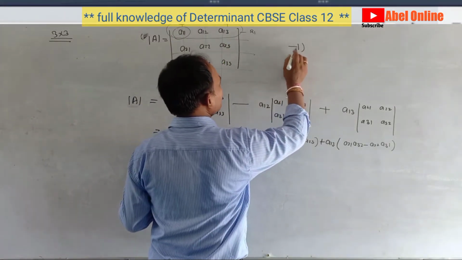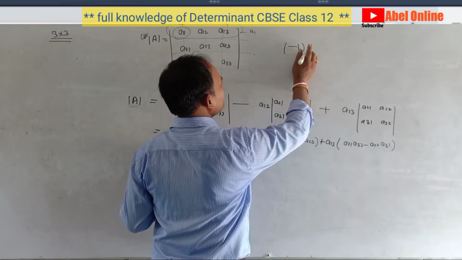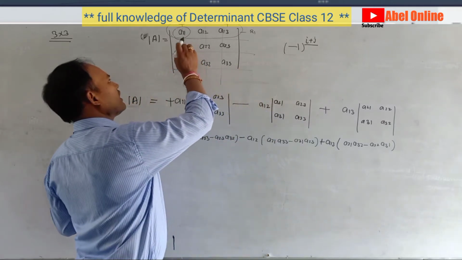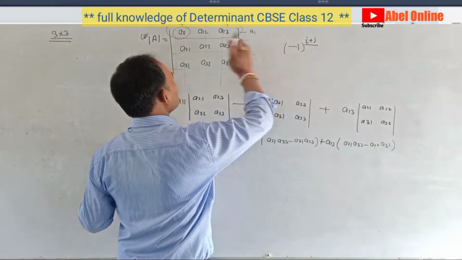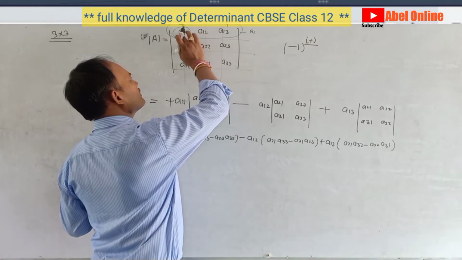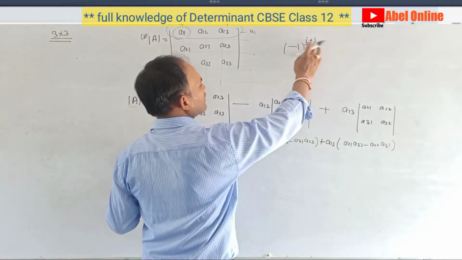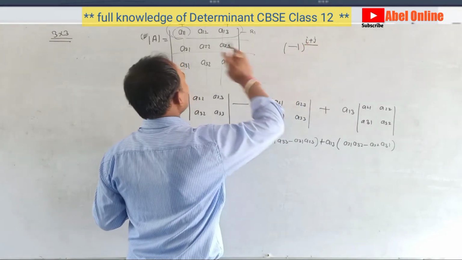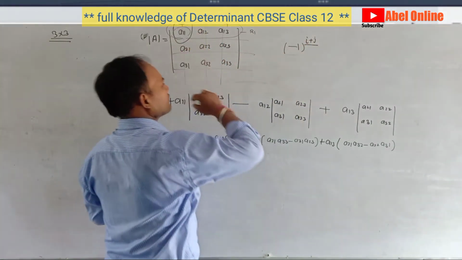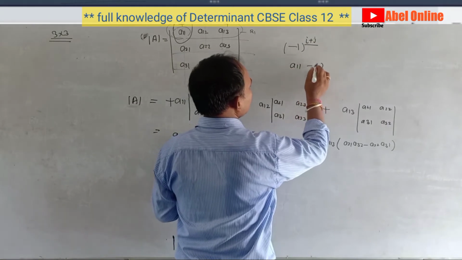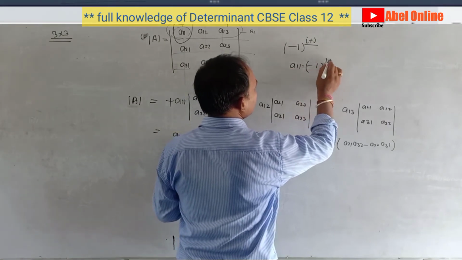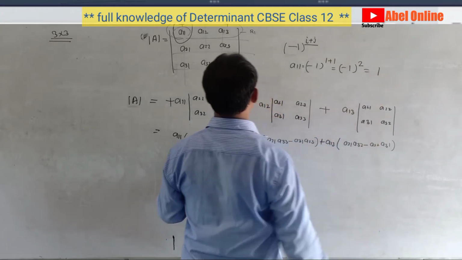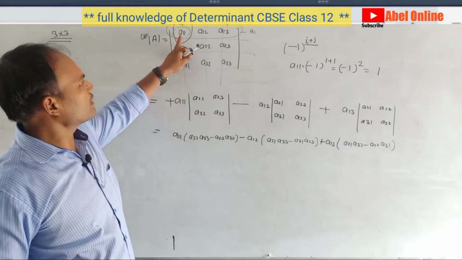Always remember that when we are going to open, the formula is minus 1 to the power i plus j. It means when we are talking about Aij, i is the row and j is the column. So when we are finding A11, 1 plus 1 is 2, so minus 1 to the power 2, which is 1. So it has a positive value.